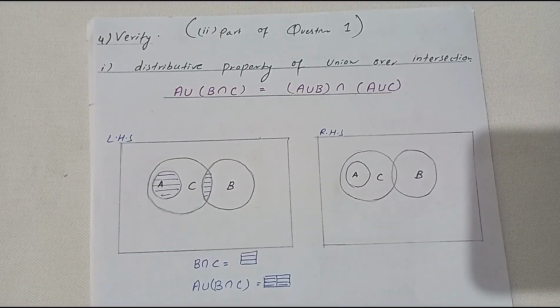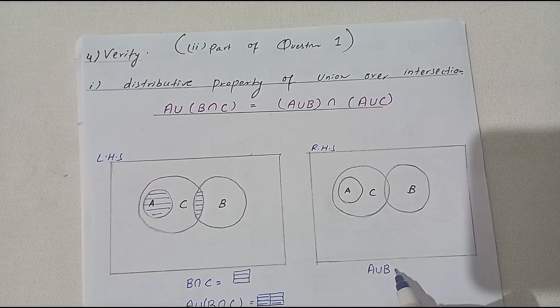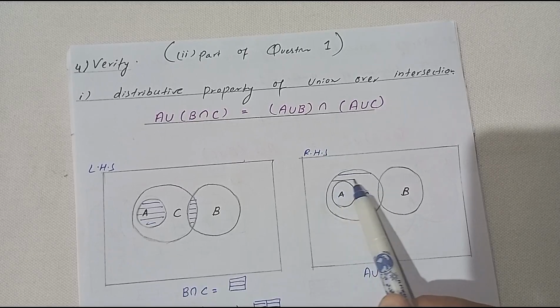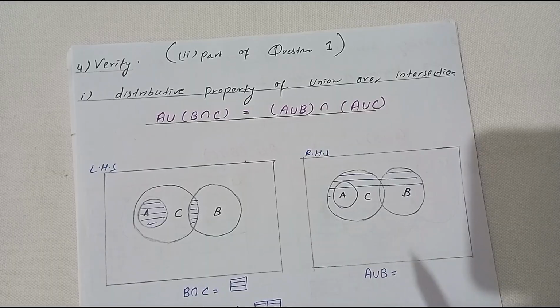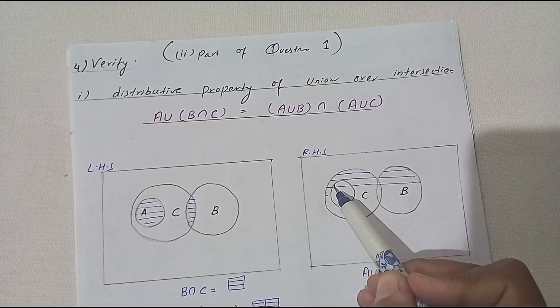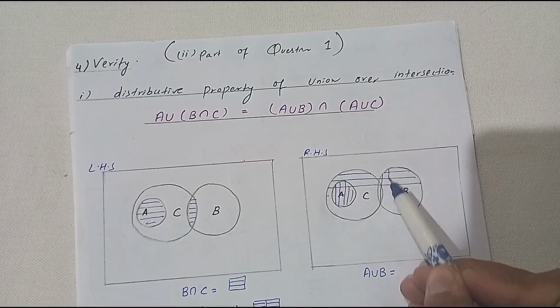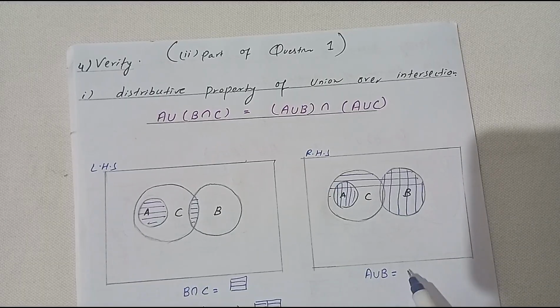Now we shaded the right hand side, in which first we shaded A union B. So A union B equals all part of A and B. In this part A union B means all part of A and B. We shaded it with vertical lines, A and B, shading like this. Shading of A union B, we shaded it with vertical lines.